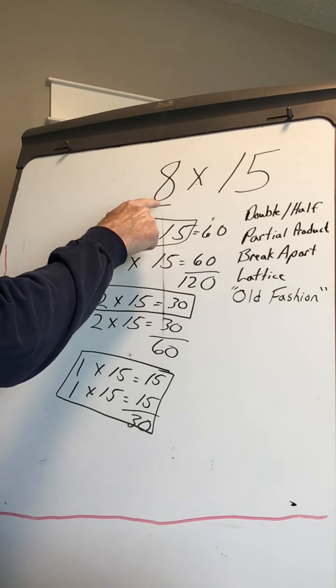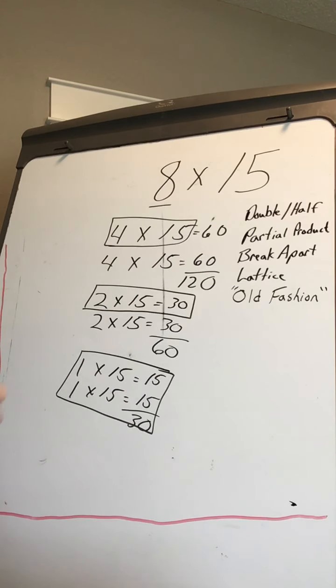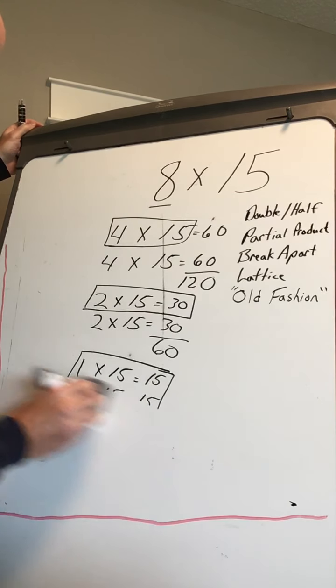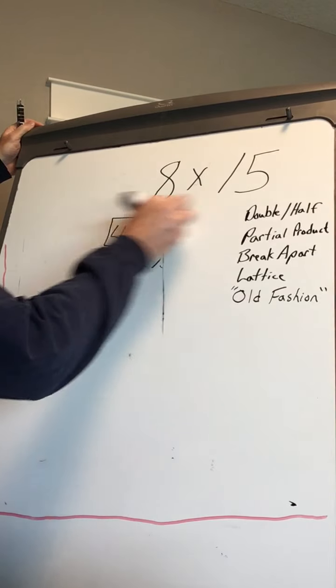This method really only works if one of your factors is an even number. Okay? If you don't have a factor that's an even number, I wouldn't even think about halving or doubling as one of my ways to go about solving this problem. All right? So that is doubling or halving.